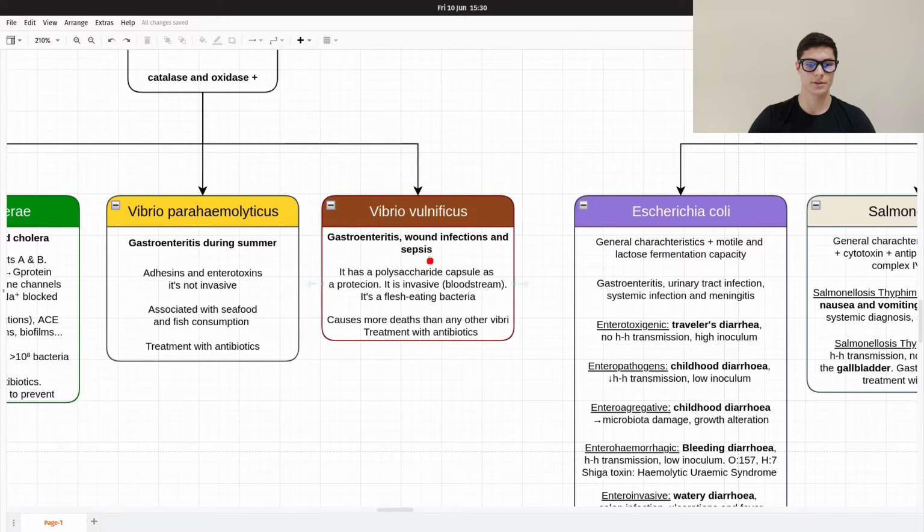This is very dangerous. It has a polysaccharide capsule as a protection. It is invasive in the bloodstream to the erythrocytes, and it's a flesh-eating bacteria. Causes more deaths than any other Vibrio, and the treatment is with antibiotics.